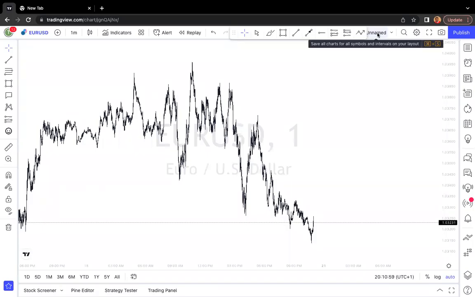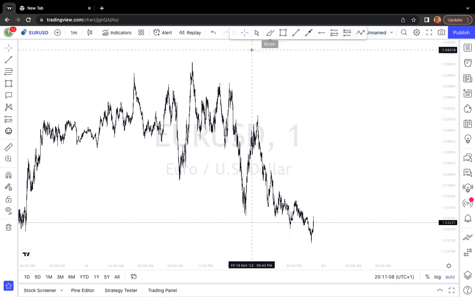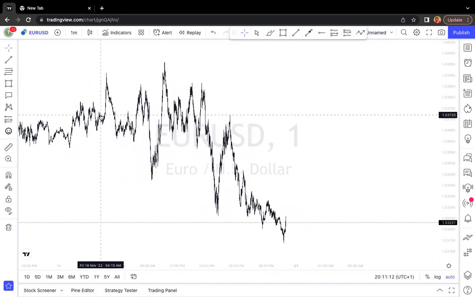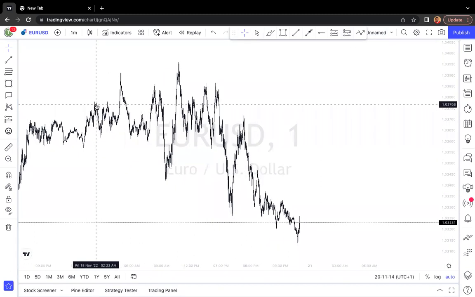Let's make progress. So as usual, we'll be doing a top-down analysis. If you're new here, I like to view price from a certain perspective: the 4 hour to the 15 minutes to the 1 minute. That's my time frame transposition.